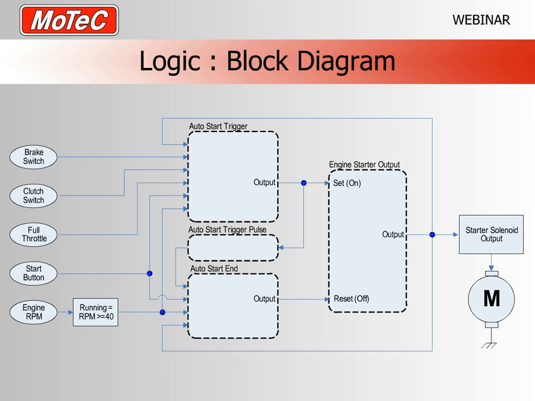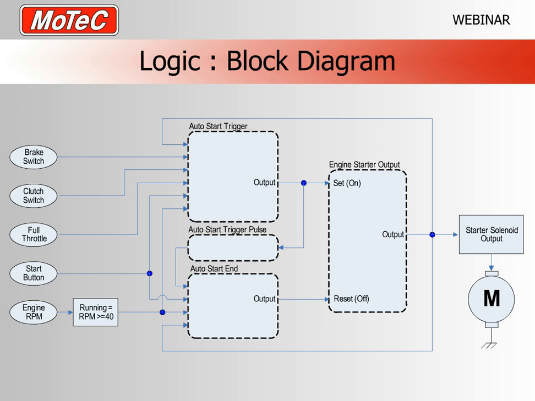So we have on the left our inputs. Now these are in the form of either switches or CAN messages, but for simplicity, where effectively the PDM doesn't care how they come in, they're all just input stimuli, if you like. We have the brake switch, the clutch switch, a full throttle status CAN message, the start button, and our engine RPM again, which is coming in as a CAN message.